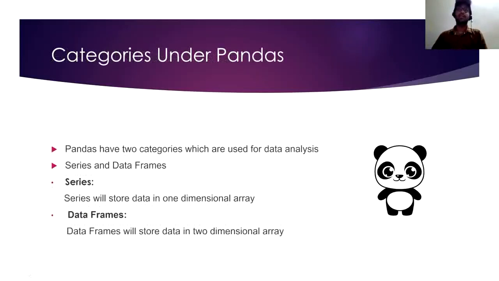Next, the categories under Pandas. Pandas has two categories because it is used for data analysis. It can be done two ways, that is series and data frames. A series will store the data in a one-dimensional array, whereas data frames will store the data in two-dimensional arrays. Anyhow, we are going to see the implementation of series and data frames while we do hands-on with Pandas.